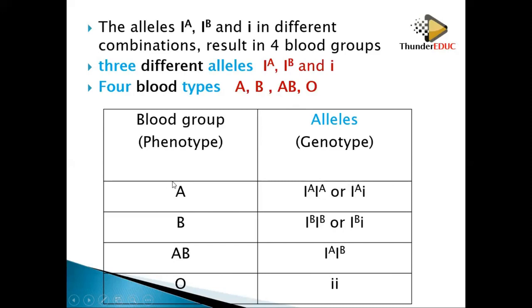That's me, I'm blood group A. Yes, you're blood group A. The mother is blood group B. Yes, you're blood group B. How come I have a kid of blood group O?